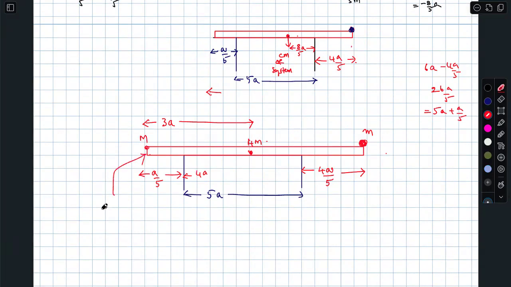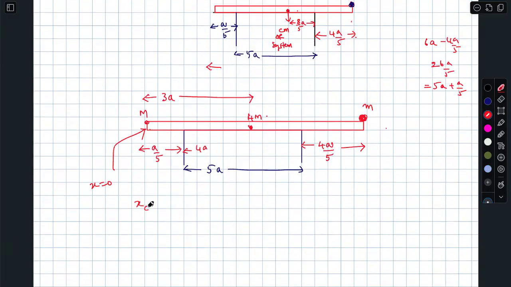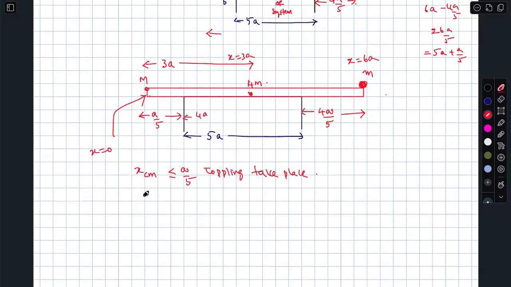I will take that as x is equal to 0. If xcm is less than or equal to a/5, toppling takes place. Now define this as x is equal to 6a and this as x is equal to 3a. Okay, now I will substitute the formula.